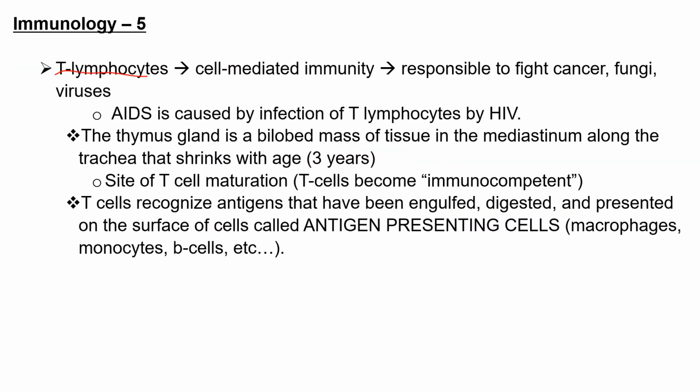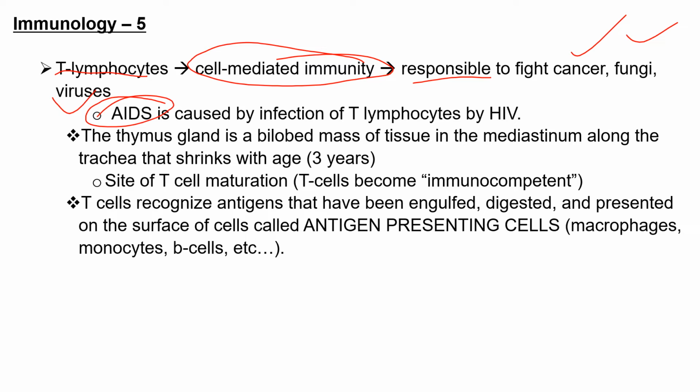T lymphocytes are a part of the cell-mediated immunity, and we like to think that they're primarily responsible to fight cancer, fungi, and viruses. Do know that the disease called AIDS, acquired immune deficiency syndrome, is actually caused because the number of T lymphocytes in blood decreases. This is because the virus, human immunodeficiency virus, actually destroys and kills the T lymphocytes.